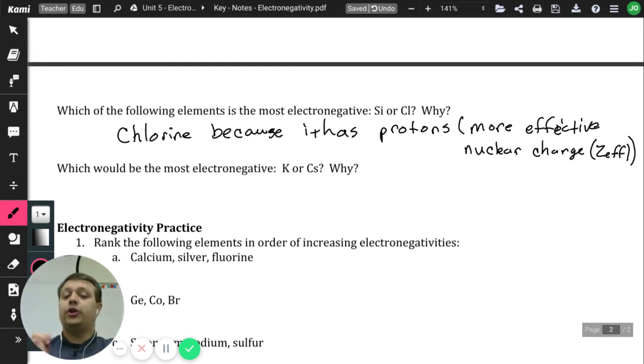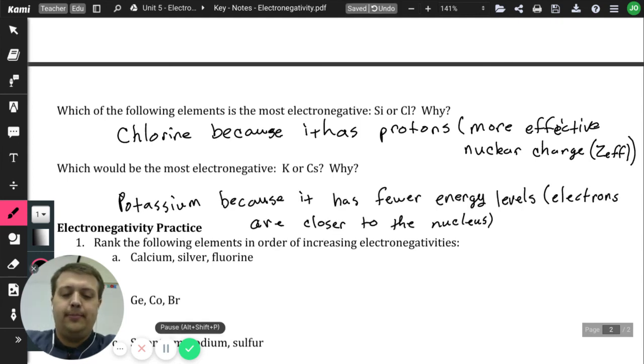Okay? So I want you to pause your video, go over your electronegativity, do this next problem here. So potassium and cesium, you're going to compare those two and tell me why. All right, so pause your video. All right, so hopefully y'all paused your video. So let's go over this one real quick. So which one would be more electronegative? That would be potassium. Why? Because it has fewer energy levels, which essentially just means that those electrons are going to be closer to the nucleus. That valence shell will be closer to the nucleus.